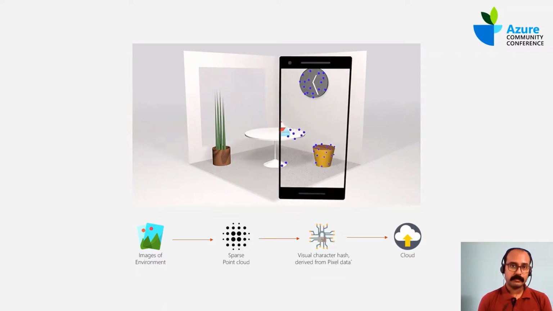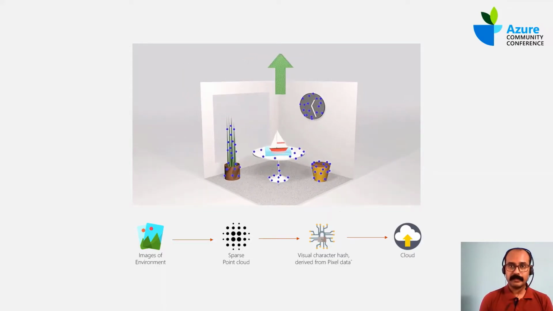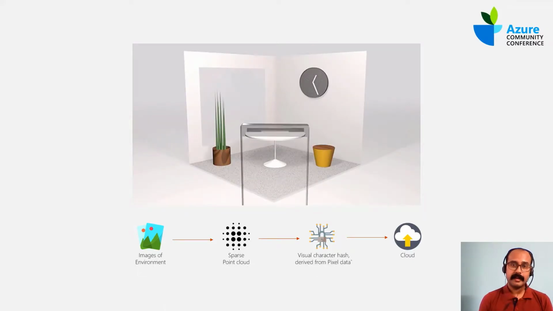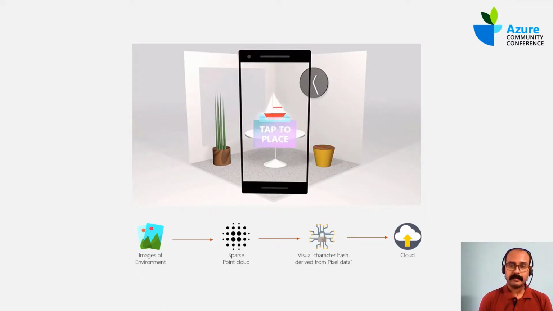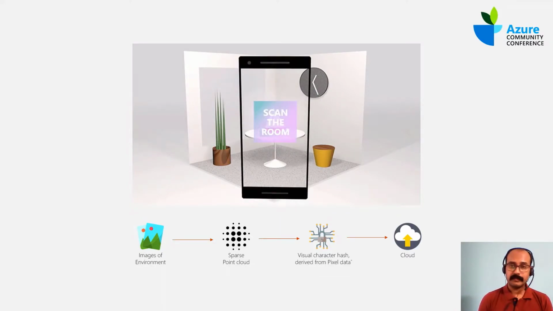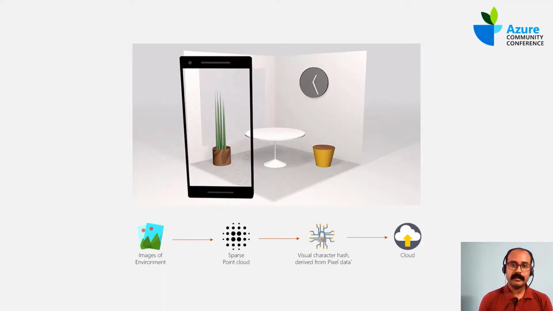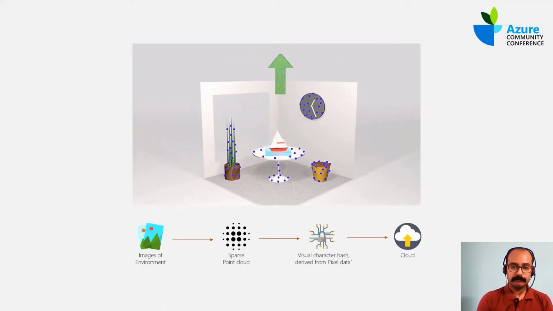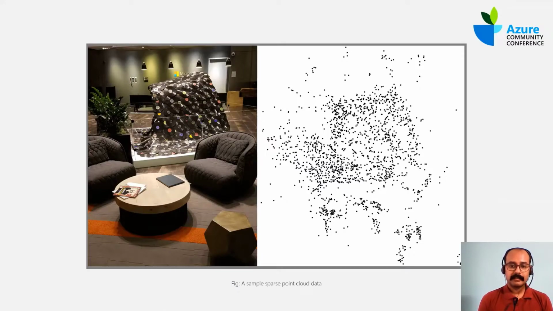Next time someone comes to that room to locate the anchor point, they will be scanning the environment. During that scanning, the point cloud will be generated, and a hash of this point cloud is taken and compared against the hash that is already stored in the Azure cloud. That's how it understands your environment and locates an anchor. This is what a sparse point cloud looks like for an environment, as shown in the picture.